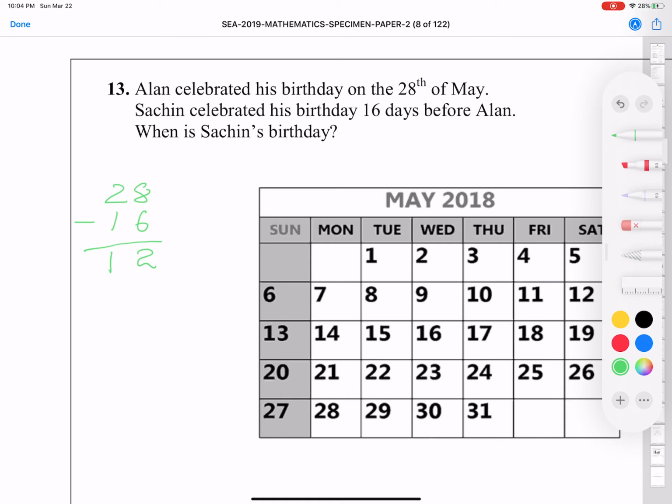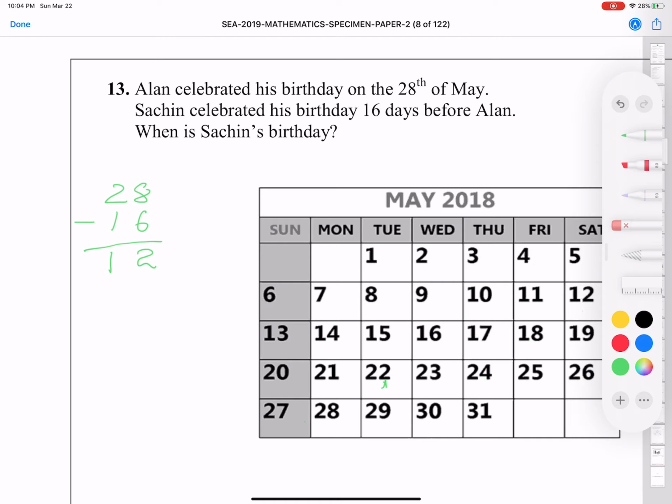Let's try the counting back method. We have the 28, we're going back 16 days. 1, 2, 3, 4, 5, 6, 7, 8, 9, 10, 11, 12, 13, 14, 15, 16. Now you saw what I just did there? That's exactly what a child can do. Let me backtrack. That's a little easier to erase right now.